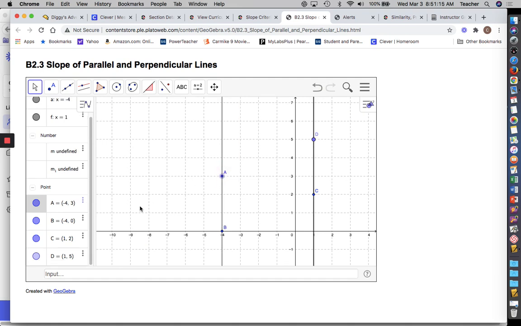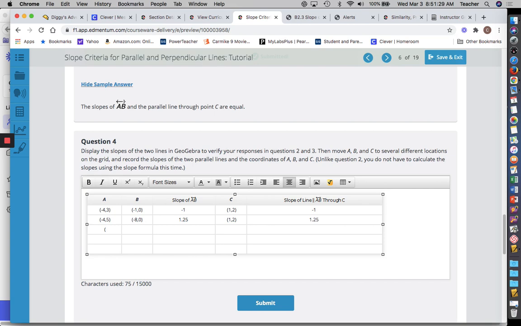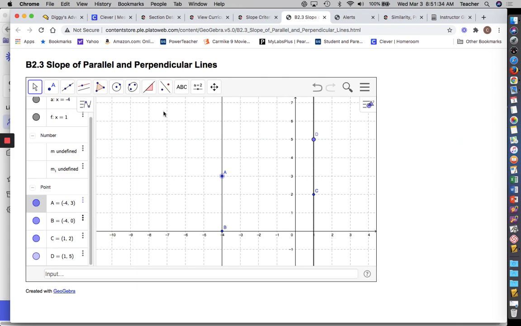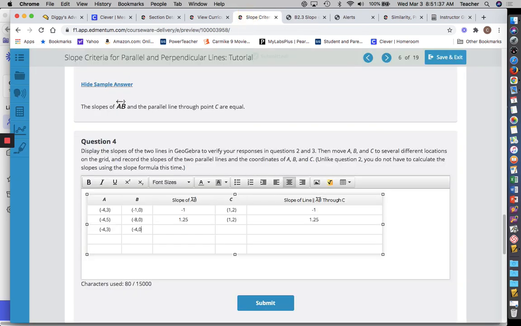Okay, so I got two vertical lines. Now you'll see my slopes over here are now undefined. That's because vertical lines don't have a slope. So I did that for my visual people. Let's see, A is negative 4, 3. B is negative 4, 0. No slope, or you can put undefined. And let's see, C was 1, 2. All right, so that was vertical.